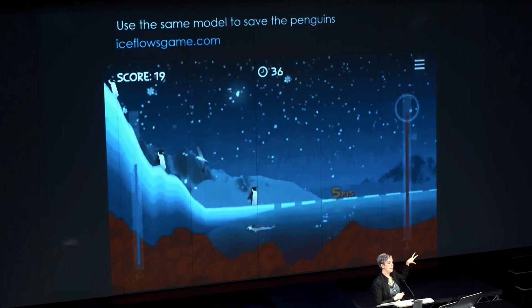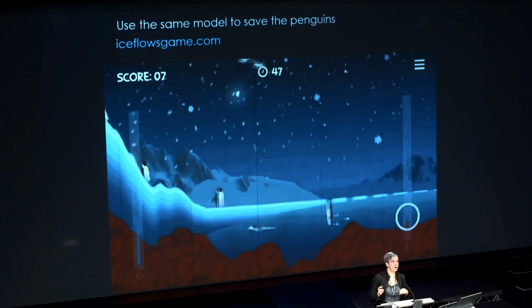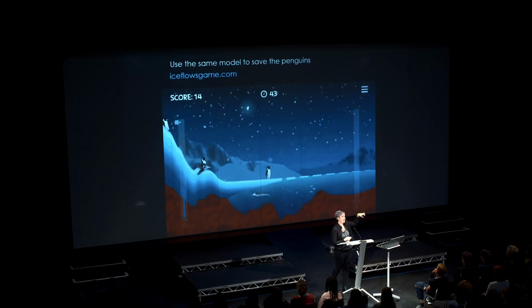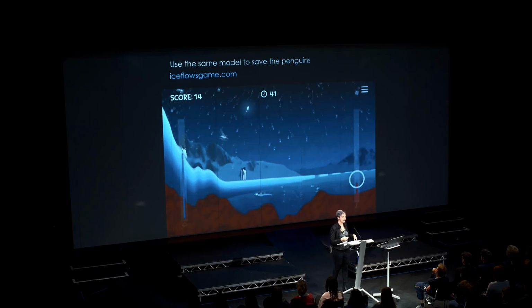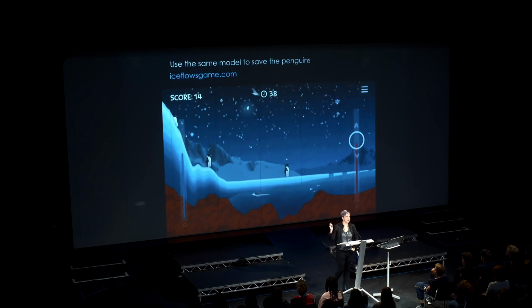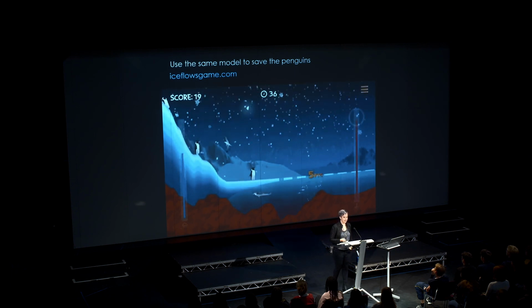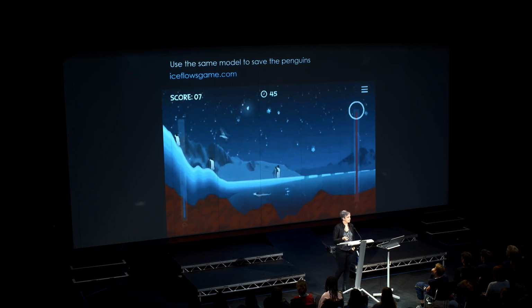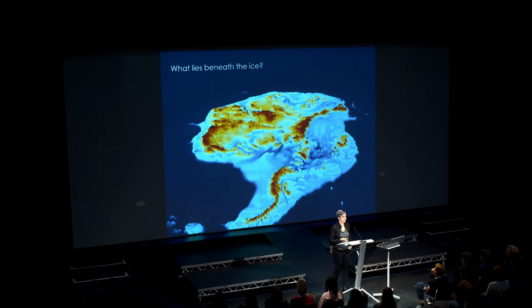You can also build up the glacier with the other slider on the left with snowfall. Remember I said that's the other way that you build up the ice. And so you can maybe save the penguin by making the glacier bigger with the snow. So iceflowsgame.com uses exactly the same computer model as I use in my research. We don't have penguins in our model, though.